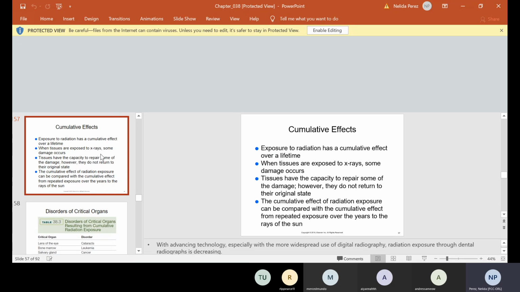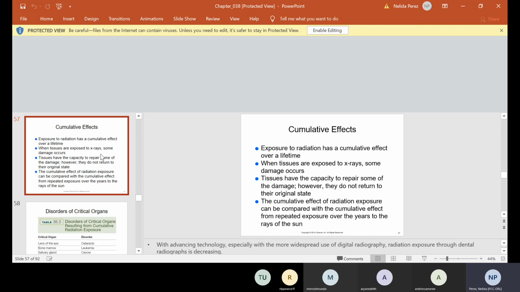So, exposure to radiation has a cumulative effect over a lifetime. What does that mean? Over time, over and over again. So when tissues are exposed to X-rays, some damage occurs. Tissues have the capacity to repair some of the damage. However, they do not return to their original state.